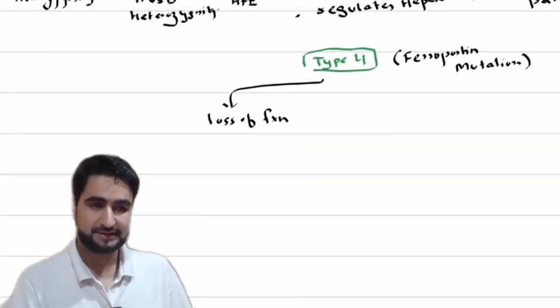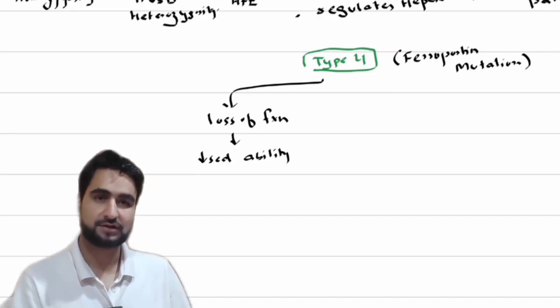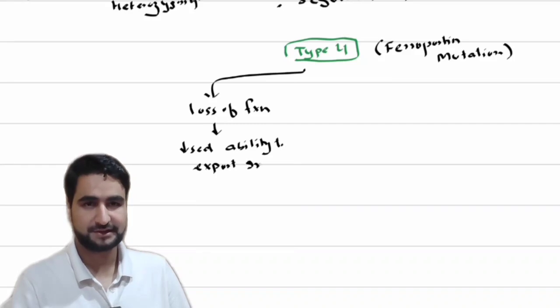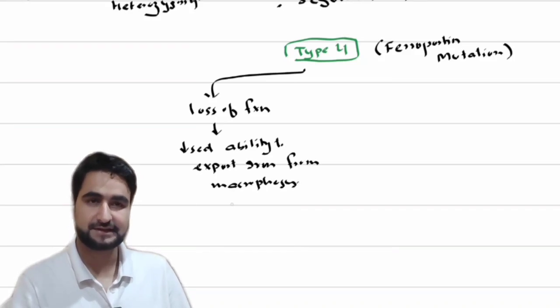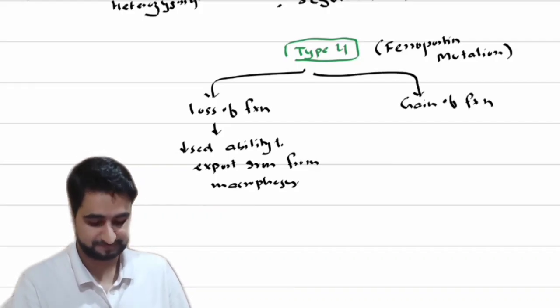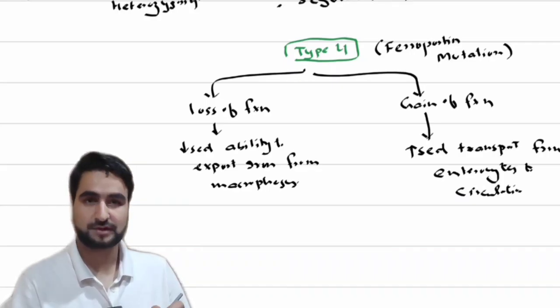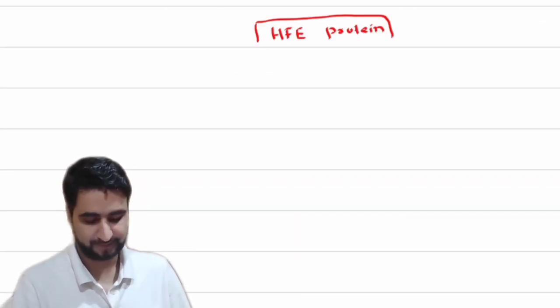Now coming to type 4, that is hereditary hemochromatosis where ferroportin mutation is there. Here is an important thing that needs to be understood. There can be either loss of function mutation or gain of function mutation. Loss of function mutation occurs in macrophages. That means there is decreased ability of iron to be transferred from macrophage to circulation. While in gain of function mutation, there is increased transport from enterocytes to circulation.